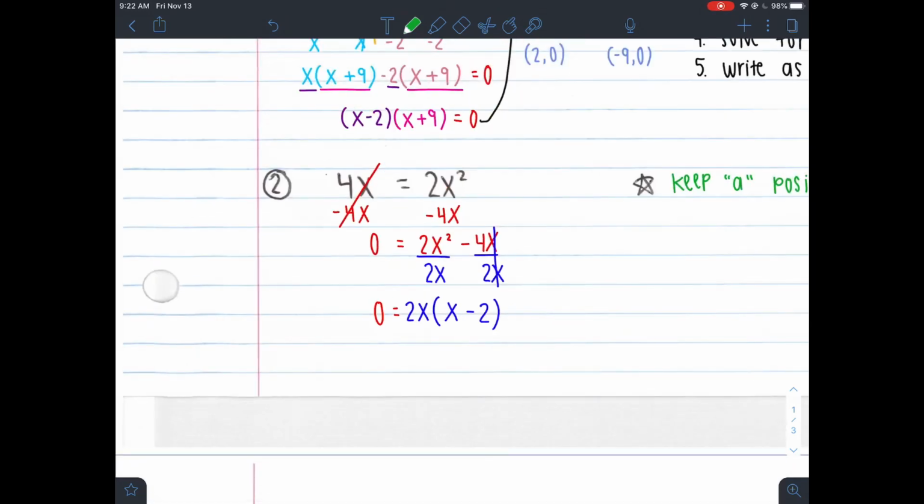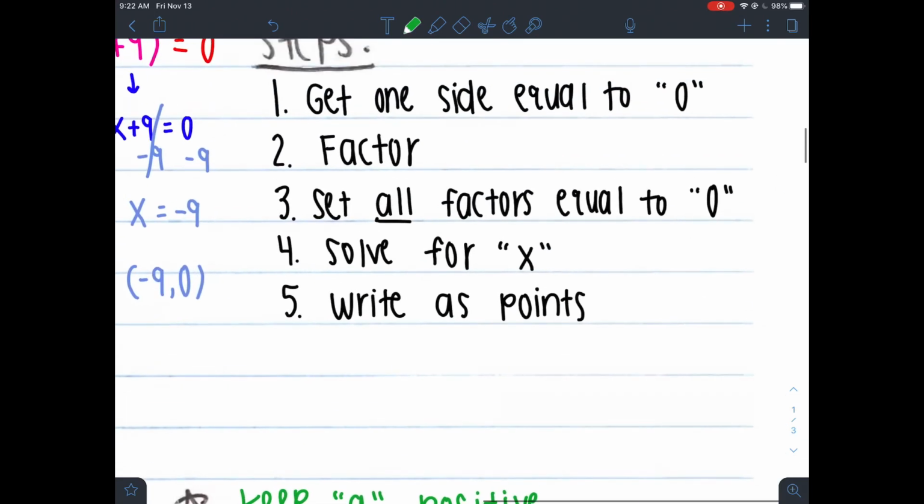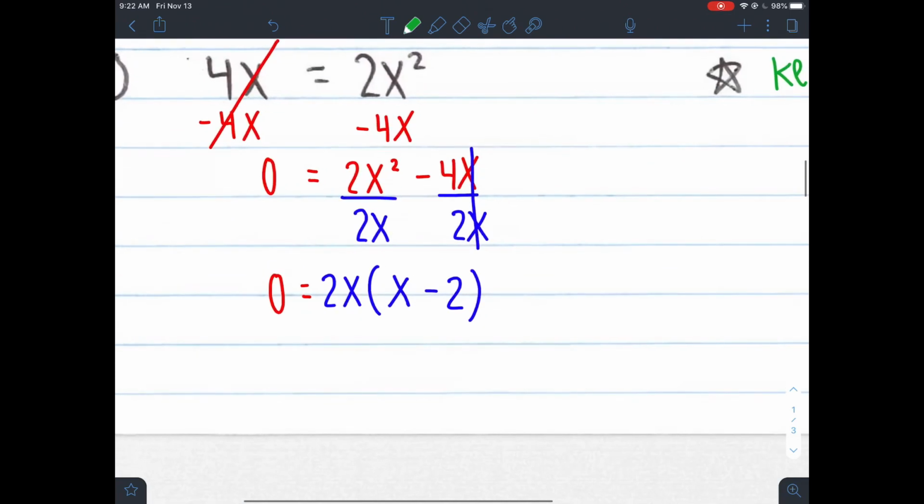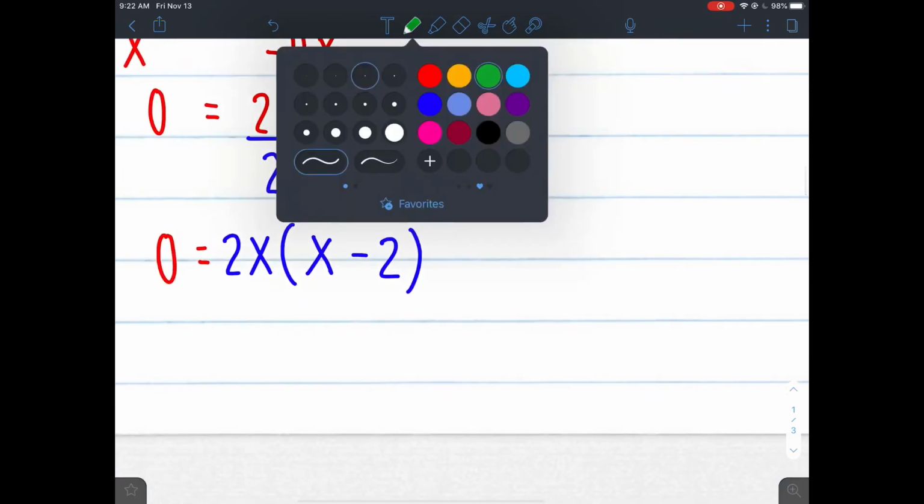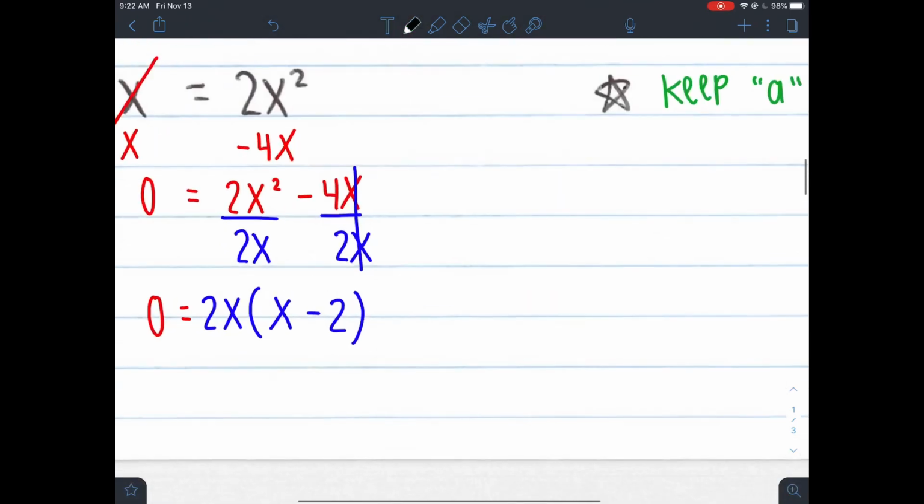So what's the step after you factor and you can't factor anymore? You're going to set all your factors equal to 0. So we did the first 2 already. Now we're going to set all of our factors equal to 0. Okay, well, we have 2 factors here. And I'm going to move this over.